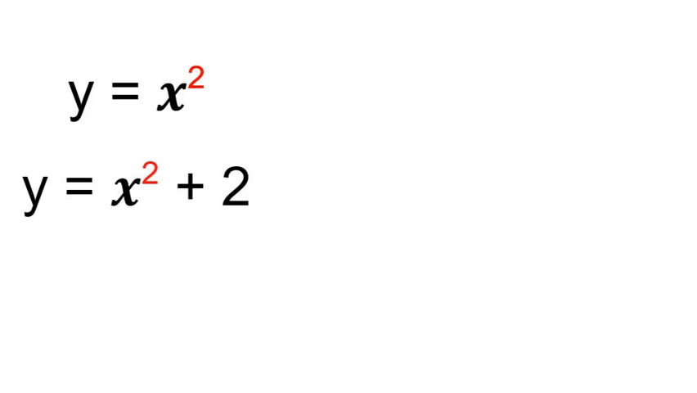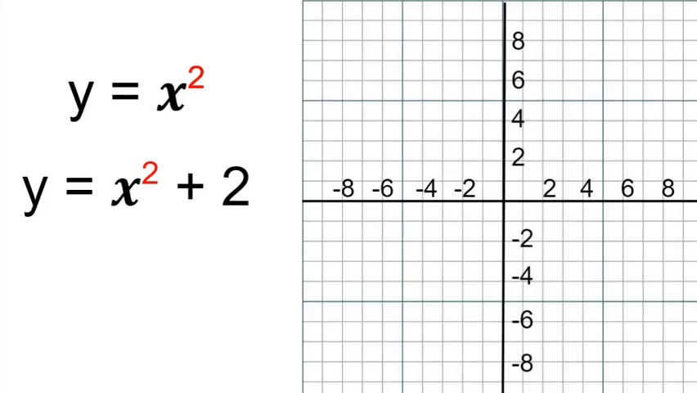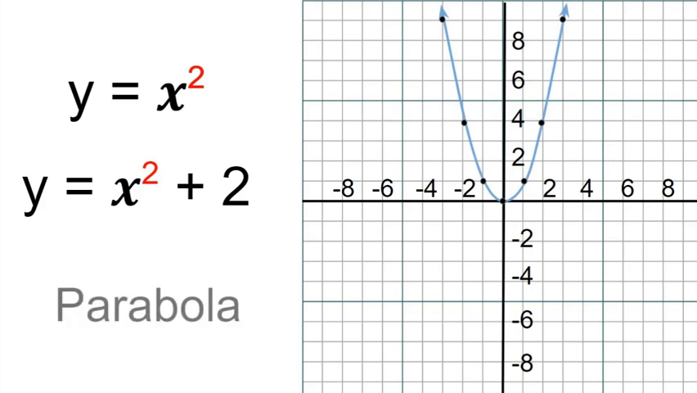Now let's begin with the most simple quadratic equation, y equals x squared. We'll take this equation and graph it. So let's graph y equals x squared. So 0 squared is 0, 1 squared is 1, 2 squared is 4, and 3 squared is 9. We can also do this for the negative side. So negative 1 squared is 1, negative 2 squared is 4, and negative 3 squared is 9. And as you can see, we make this U shape, and this is called a parabola.